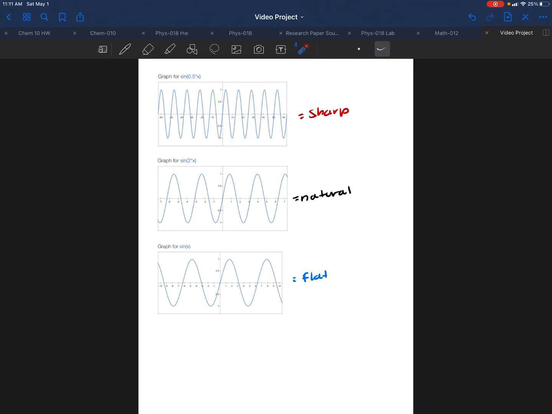Now, multiplying sine by 1/2 changes it to sine of x and halves the frequency, giving us going from here to here. Now in music, that's equivalent to taking natural and turning it flat by halving the frequency.